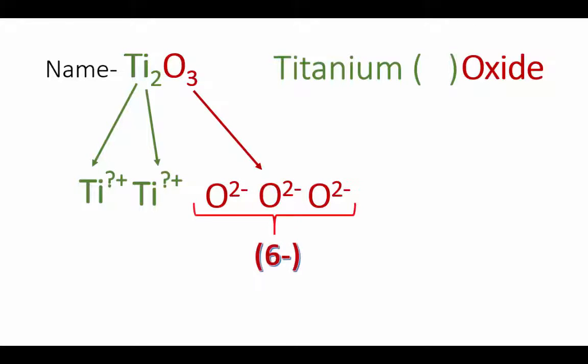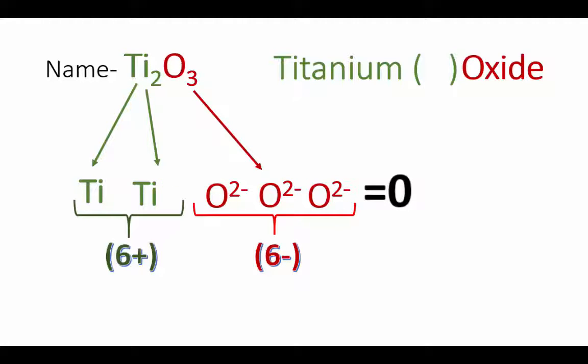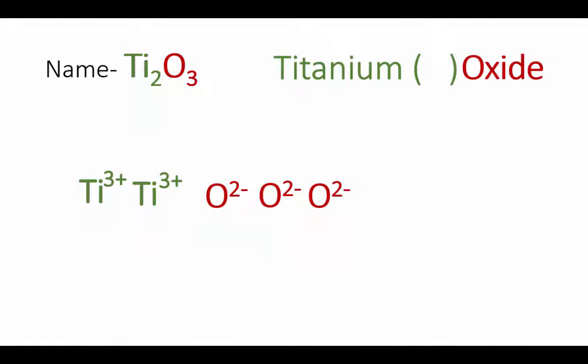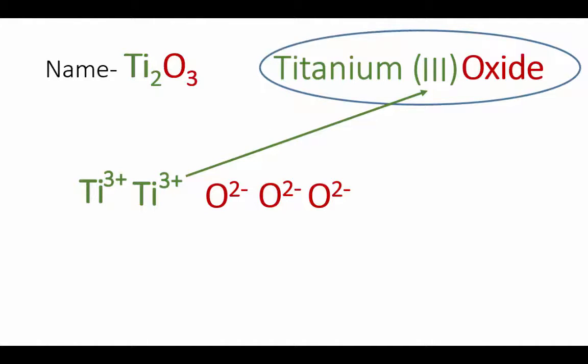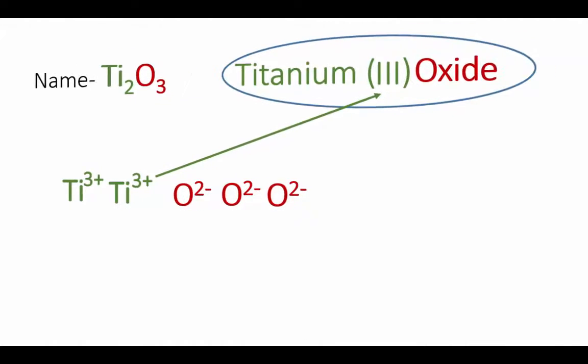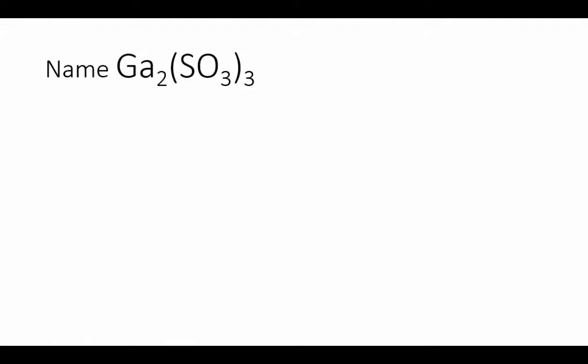Remember, our net charge needs to be 0, and 3 oxides give me a charge of -6. Therefore, these 2 titaniums must give me a charge of +6. Since I have 2 titaniums, each one must have a charge of +3 to give me a net charge of +6. And our titanium ion then is the +3 ion. And in parentheses, then I'm going to put the Roman numeral 3, and the name of this compound is titanium(III) oxide.